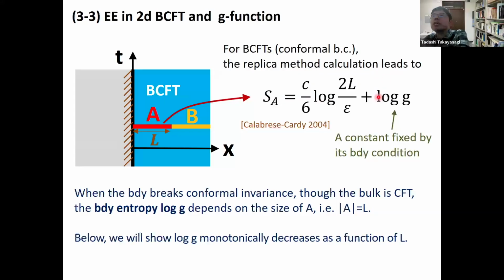But now the new thing here is that we break boundary conformal invariance. We add some relevant perturbation, for example a mass term, localized only at the boundary. The bulk is always conformally invariant, but the boundary breaks it. And then it's not clear we get this formula. Indeed, this log g part depends on the length L, not just a constant. In the conformally invariant case, the L dependence is only here, and the g's are just constants, but now this g becomes L dependent in a non-conformal boundary.